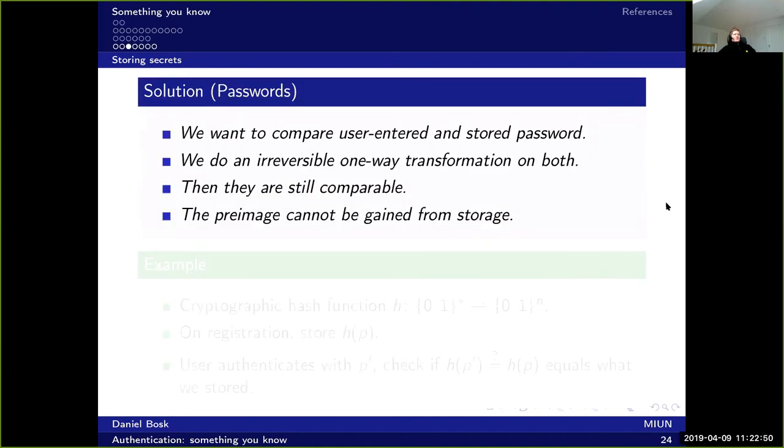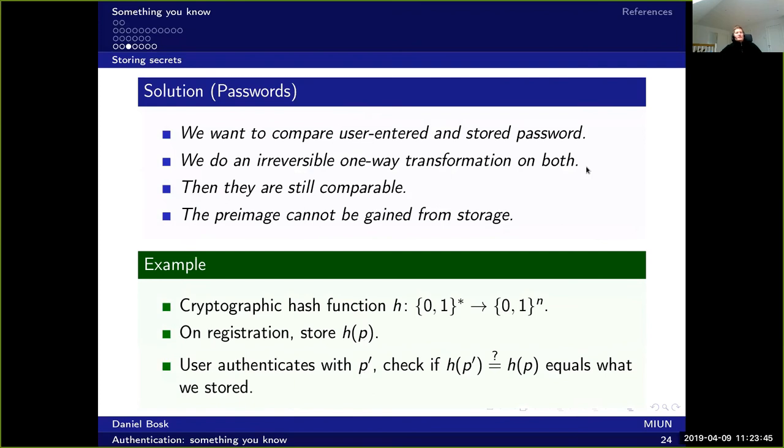Now, the solution for passwords is that we want to compare user-entered and stored passwords. So the user enters a password and gives it to the machine, and the machine knows the password, which means that the machine has it stored somewhere. And the idea is that we simply do an irreversible one-way transformation on both, using hash functions that we talked about during the cryptography session. Then these two would still be comparable. It's just that once you have just the hash value of something, you cannot get back to the pre-image, as we said. So it's easy to go one way, but very difficult to go the other way.